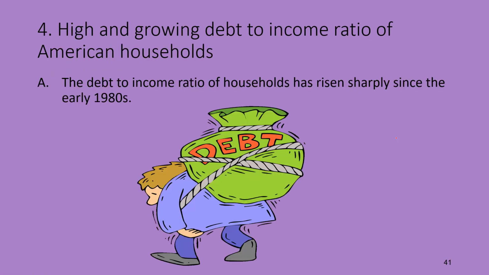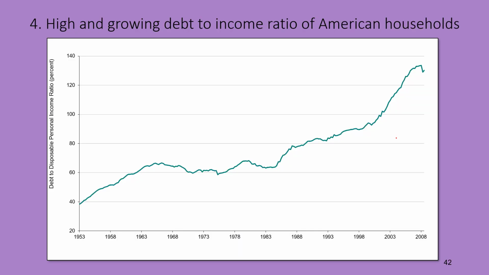All right, now the fourth and final thing that was happening is the high and growing debt to income ratio of American households, right? So for whatever reason, people have kind of gotten driven into this consumer culture where they're spending a lot more and saving a lot less, and this debt to income ratio of households has risen sharply since the early 1980s. Right, so at the time that this crisis happened, you can see that the debt to disposable personal income ratio, or debt to income that people have after paying taxes, is really starting to increase. So back in the 1950s, you might only have had a 40% debt to income ratio, meaning that of your after-tax income per year, you might only have 40% of that in debt.